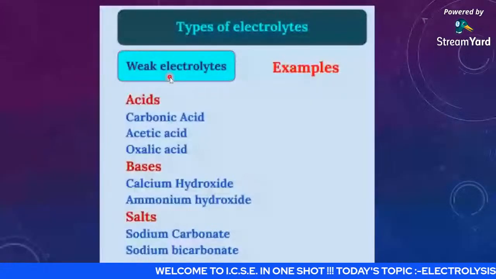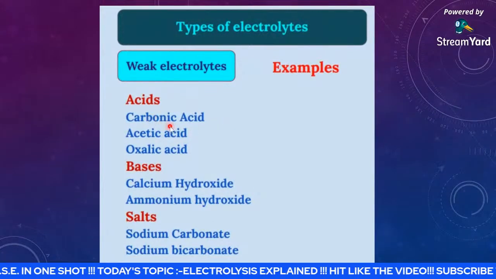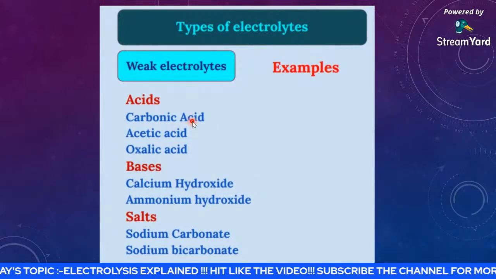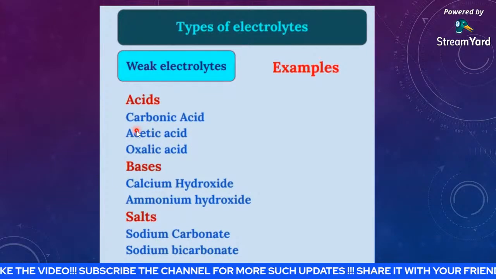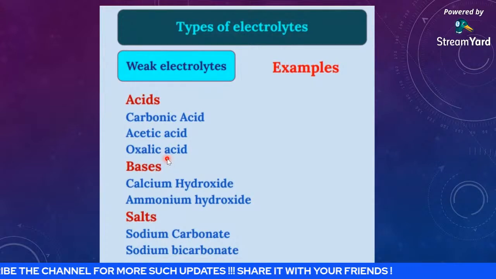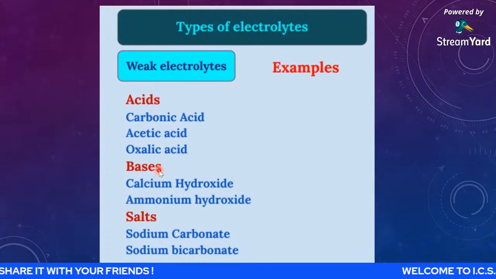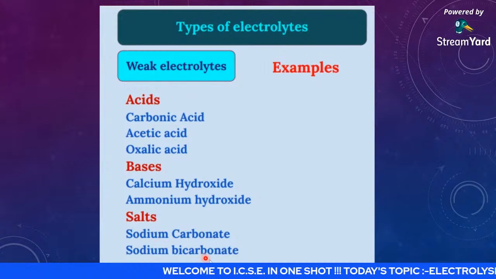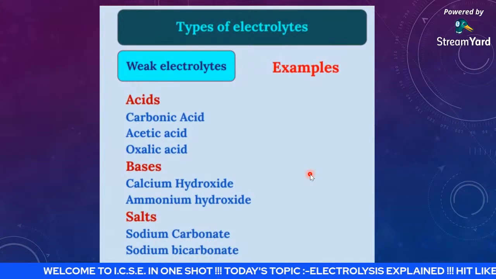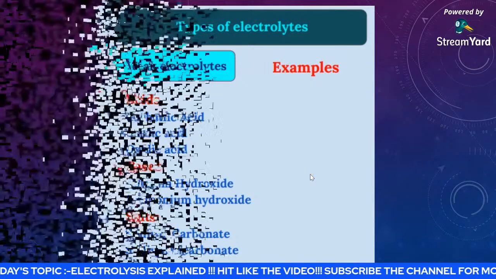Okay, now the types of weak electrolytes. Among acids, there is carbonic acid, H2CO3, acetic acid, CH3COOH, and oxalic acid, (COOH)2. For bases, it's calcium hydroxide and ammonium hydroxide, and among salts, it's sodium carbonate, sodium bicarbonate, or you can say sodium acetate. That is also a good prominent example. Okay, now let's proceed.